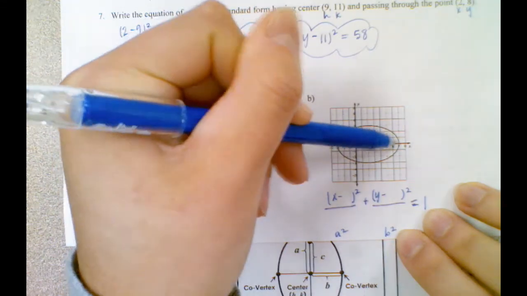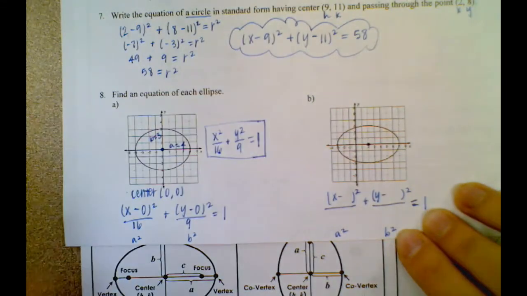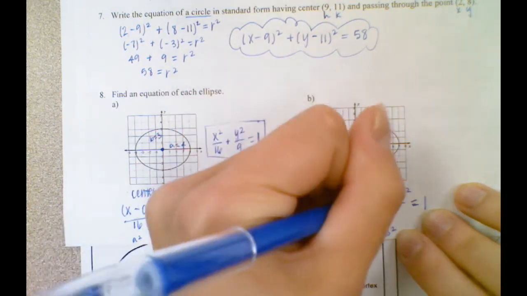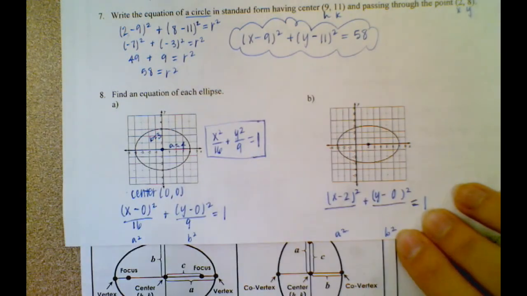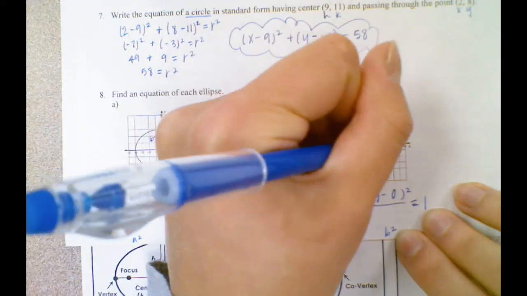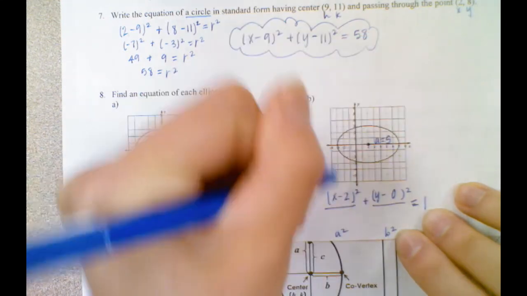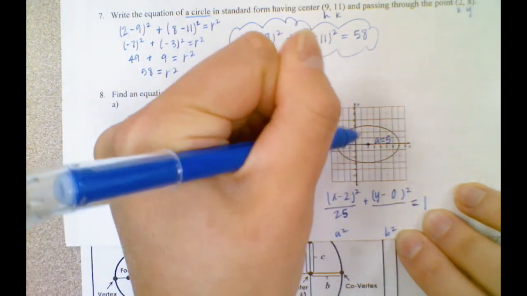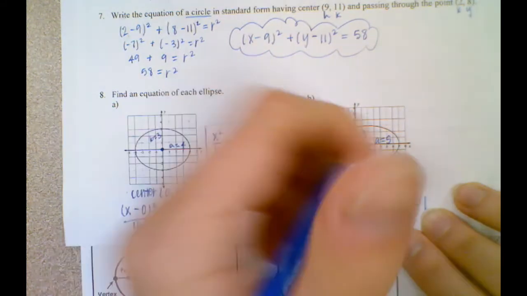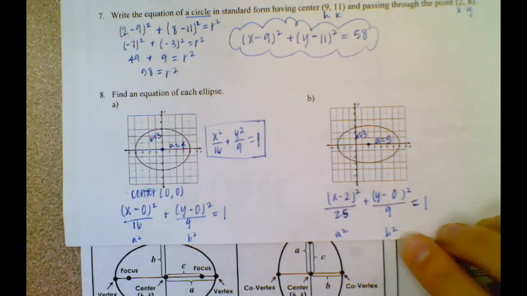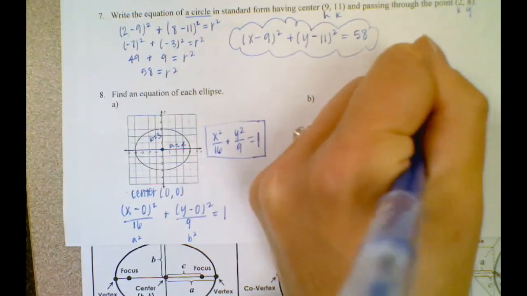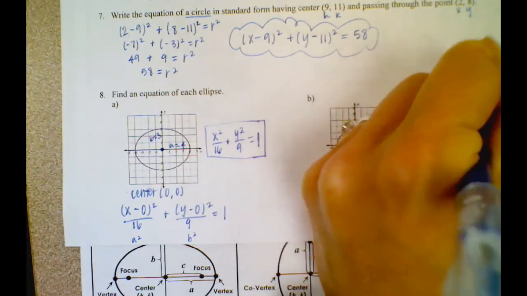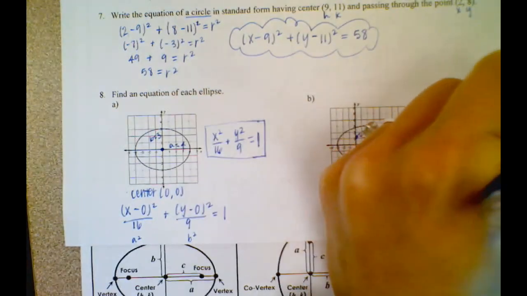1, 2, 3, 4, 5. 1, 2, 3, 4, 5. Good. 1, 2, 3. 1, 2, 3. Okay, yeah, there's my center. So that h value is 2, and that k value is 0. And then for a squared, I go 1, 2, 3, 4, 5 units. So a is 5. When I square that, I get 25. And b is 1, 2, 3, and 3 squared is 9. So that's your formula. If you want, you could write this as x minus 2 squared over 25 plus y squared over 9 equals 1.